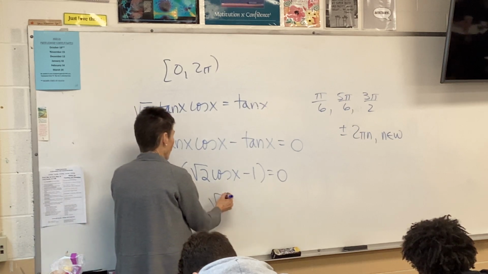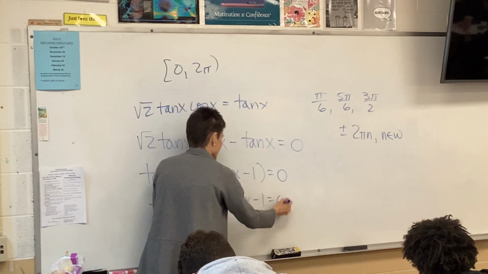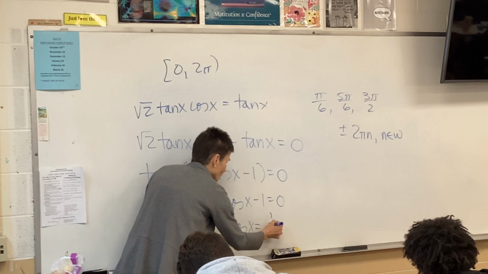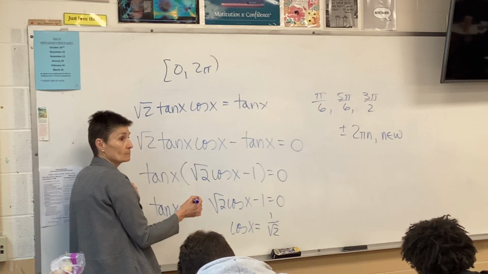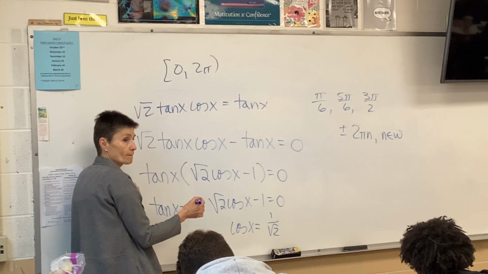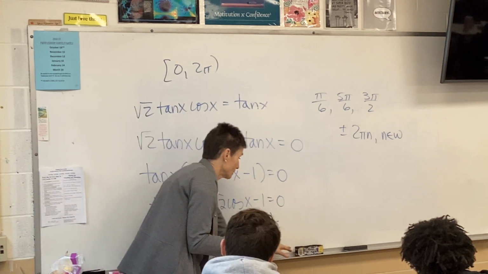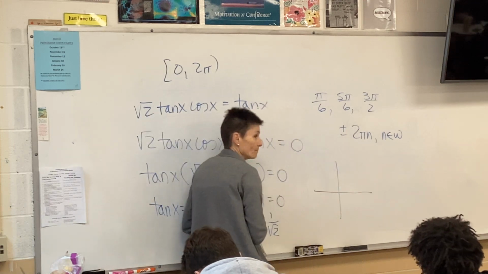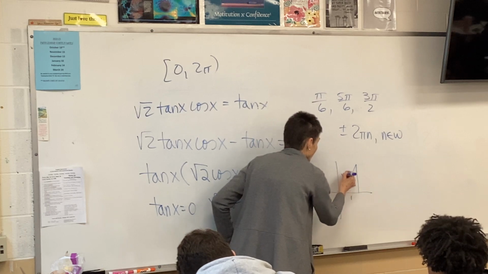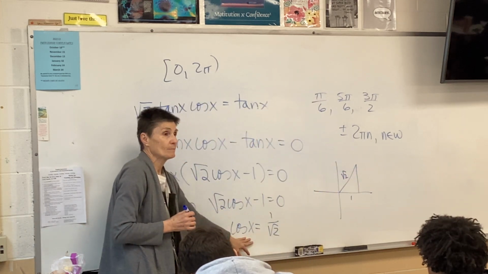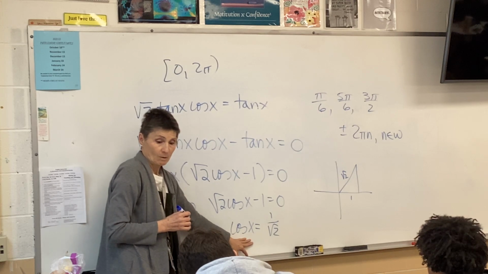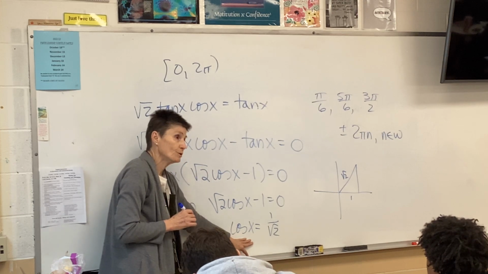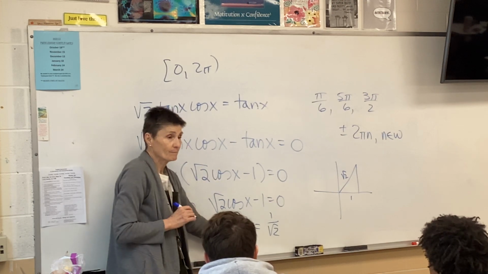So tan equals 0, or root 2 cosine minus 1 equals 0, which means cosine equals 1 over root 2. Now, don't worry about rationalizing that. That's good, actually, because that tells me I've got an angle out there whose cosine is 1 over root 2. Is that convenient for me? Yeah. What angle is that that has a cosine of 1 over root 2? In radians, pi over 4.